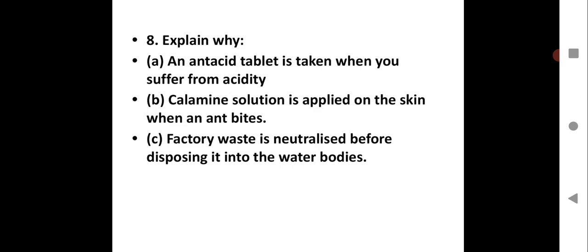Now explain why, first one, an acid tablet is taken when you suffer from acidity. This you have learned in the everyday applications of the neutralization reaction. Then calamine solution is applied on the skin when an ant bites, and why factory waste is neutralized before disposing it into the water bodies. This we have all learned.